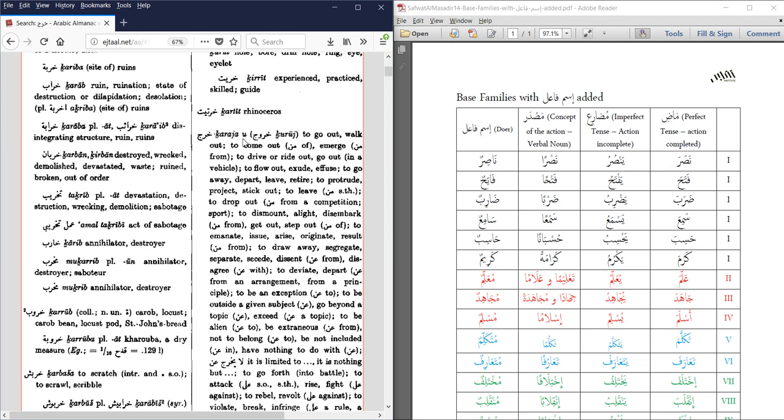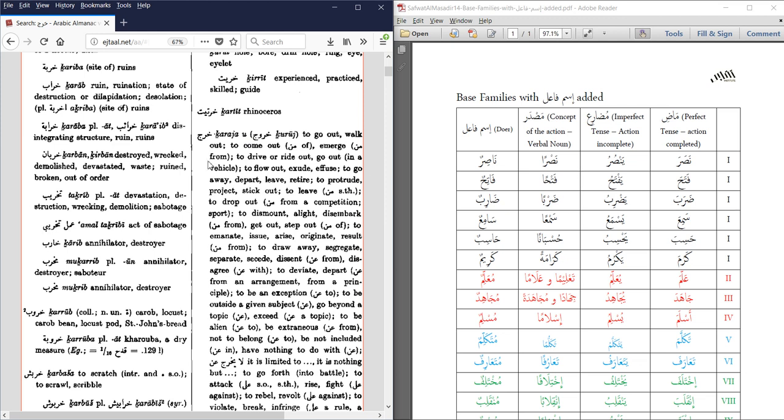Right after kharaja, you have a U, and the U indicates a dhamma for the present tense. So you would go into nasara yansuru. You know how the second last letter has a dhamma on it? That's what the U is indicating: the second last letter on the imperfect, the present tense. For example, for fataha, you have yaftahu. The second last letter has a fatha on it, and that in the dictionary is indicated by an A. If you had an A, you would know that it falls into this. And for daraba yadribu, the kasra is indicated by an E. If there was an E here, you would know it falls into that category.